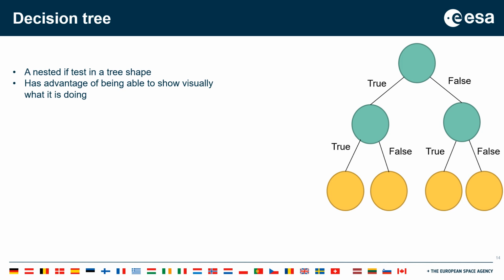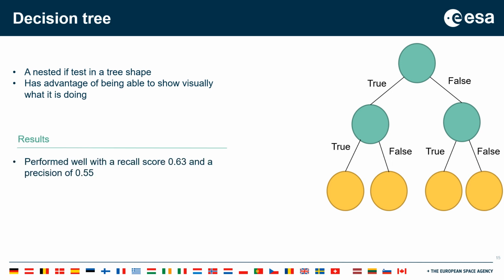So these can be very complex, but this one is very simple and is a very white box model, as a lot of machine learning models are black boxes, where you don't understand how they function at all. They are not very intuitive to visualize, but this is a very visual model where you can show what is occurring. This performed well with a recall score of 0.63 and a precision of 0.55, which is a fairly good model.